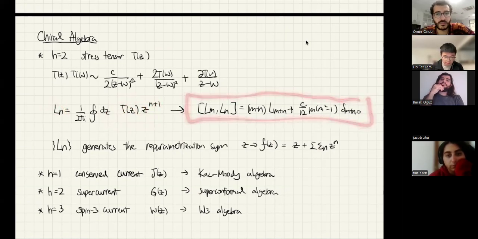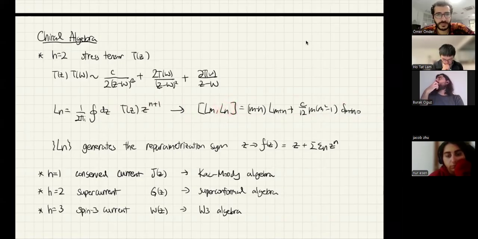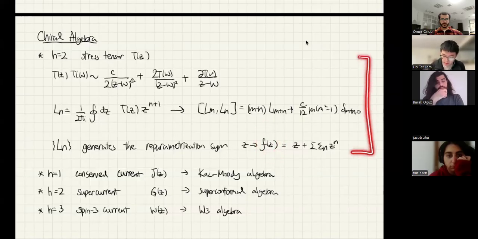One thing you can ask is what is the physical meaning of these Ln operators. What the Ln operator does is generate the reparametrization symmetries, or the conformal symmetries, that map z to any holomorphic function of z. Actually, meromorphic function of z. So essentially, Ln is shifting z by z to some power n. That's why you have an infinite set of symmetries, because the symmetry is parameterized by essentially holomorphic functions. Okay, so this is what happens when h equals 2.